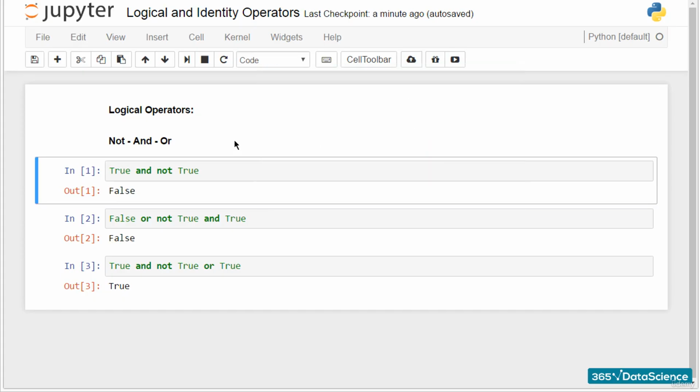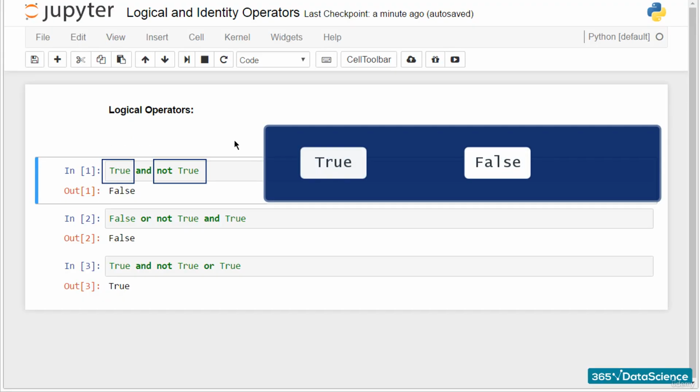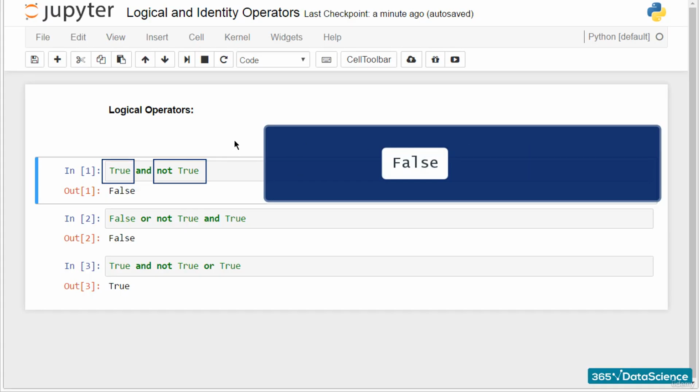In the command true and not true, we should first consider what the operator NOT will do. It will be applied to the value true, and not true means false. Therefore, what's written in this cell must be interpreted as true and false. Now, the remaining operator AND can be applied. True and false leads us to false. The answer is correct, false.